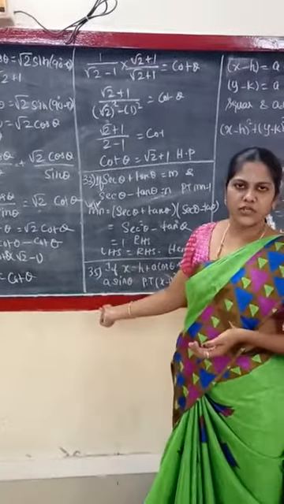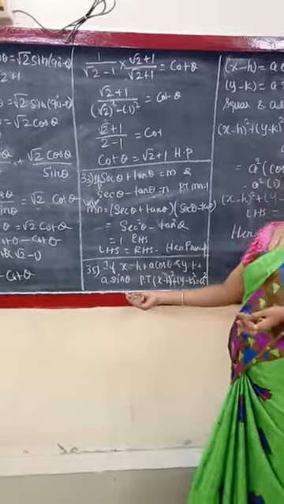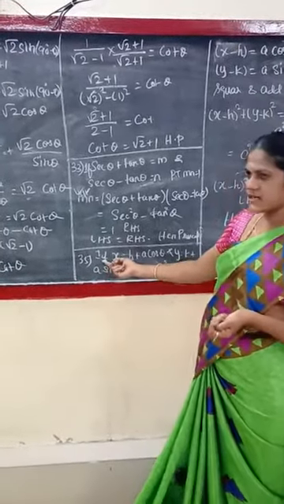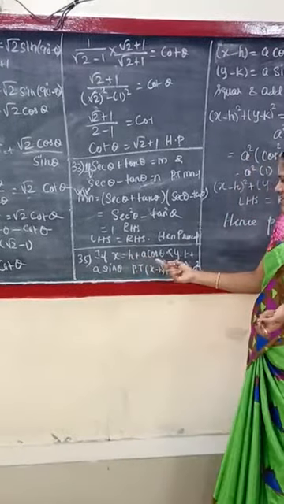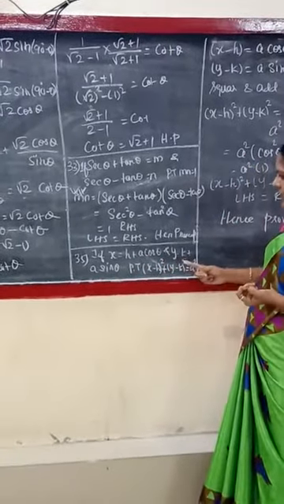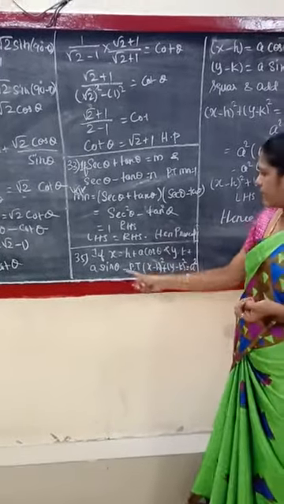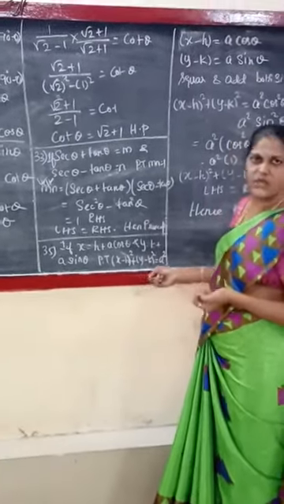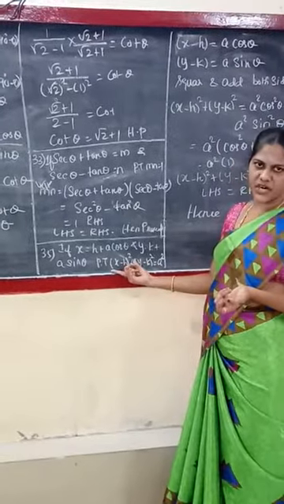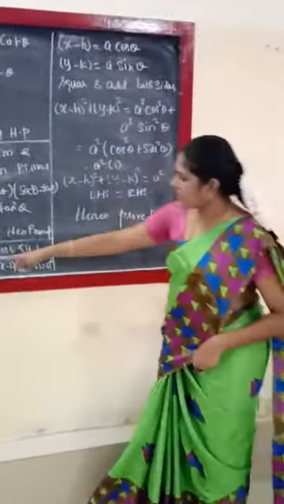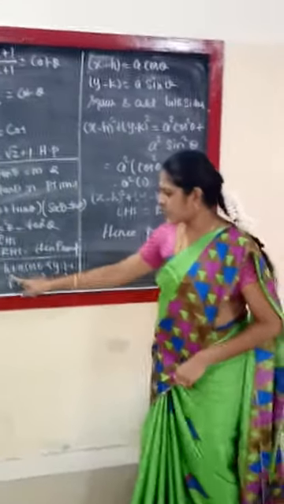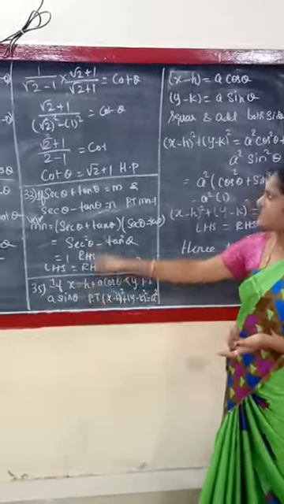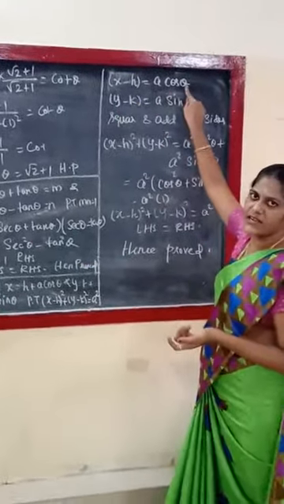Next, the 34th question is your homework sum. So listen, 35th question. It's the last question in this exercise. If x equals h plus a cos theta, y equals k plus a sin theta, we need to prove that (x minus h) whole square plus (y minus k) whole square is equal to a square. We need to prove this. Shall we prove it now? How do we prove it? Listen. What is the first one? x equals h plus a cos theta. Here h is constant. I take it to the left hand side. So x minus h equals a cos theta.